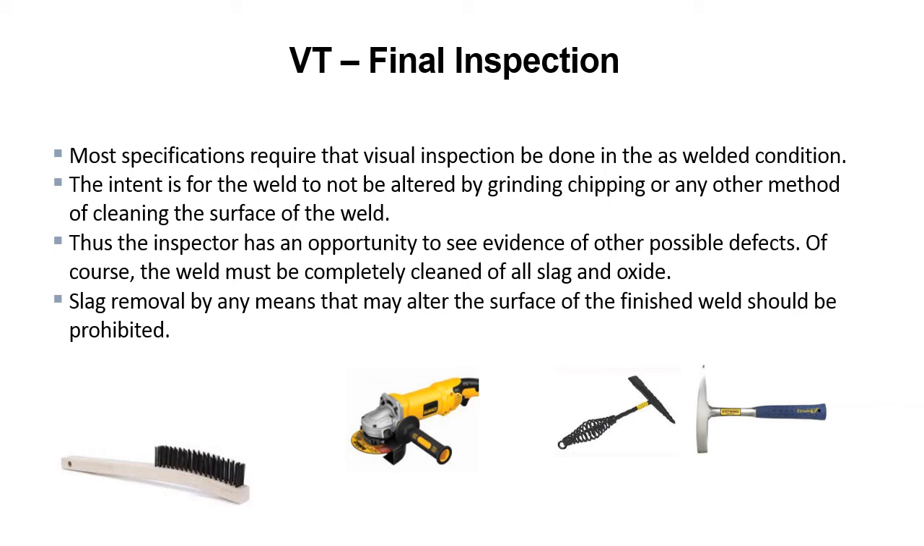So this basically means you're using a wire brush and a chipping hammer or some kind of automated pneumatic chipping gun to take the slag and the oxide off the surface, so the weld inspector has a good clean view of what the weld looks like, what the surface condition of the weld looks like.